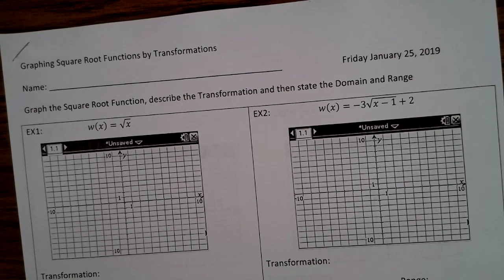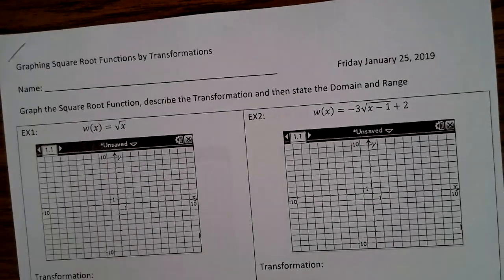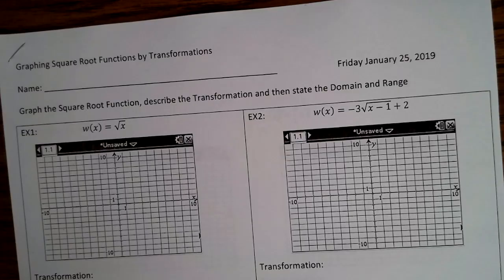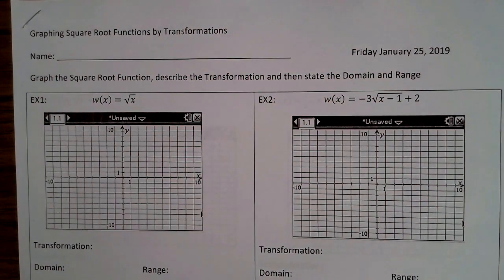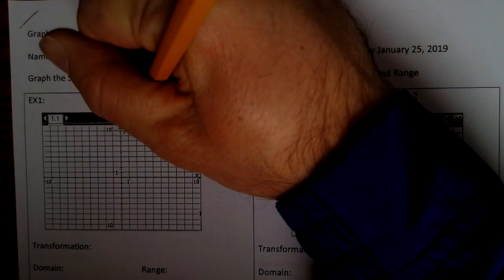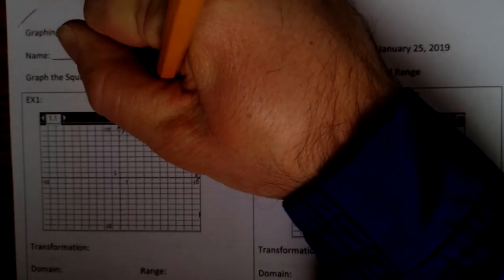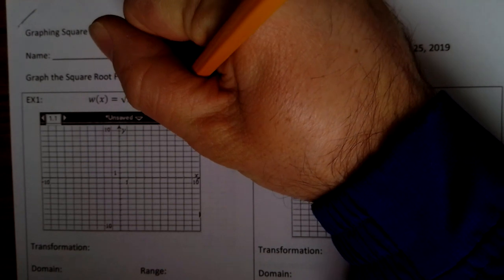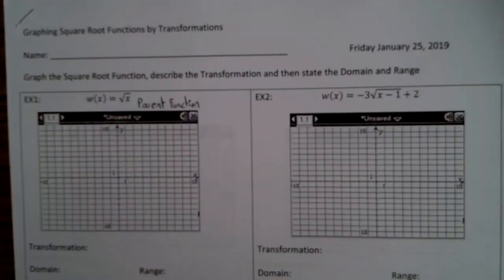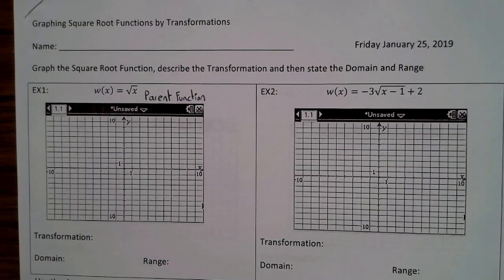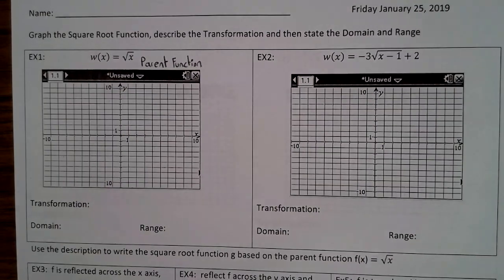All right, it says graph the square root function, describe the transformation, and state the domain and range. So in example 1, we're going to start out with the square root parent function. Okay, so that's the parent function. So now let's graph. So we're going to make a table.